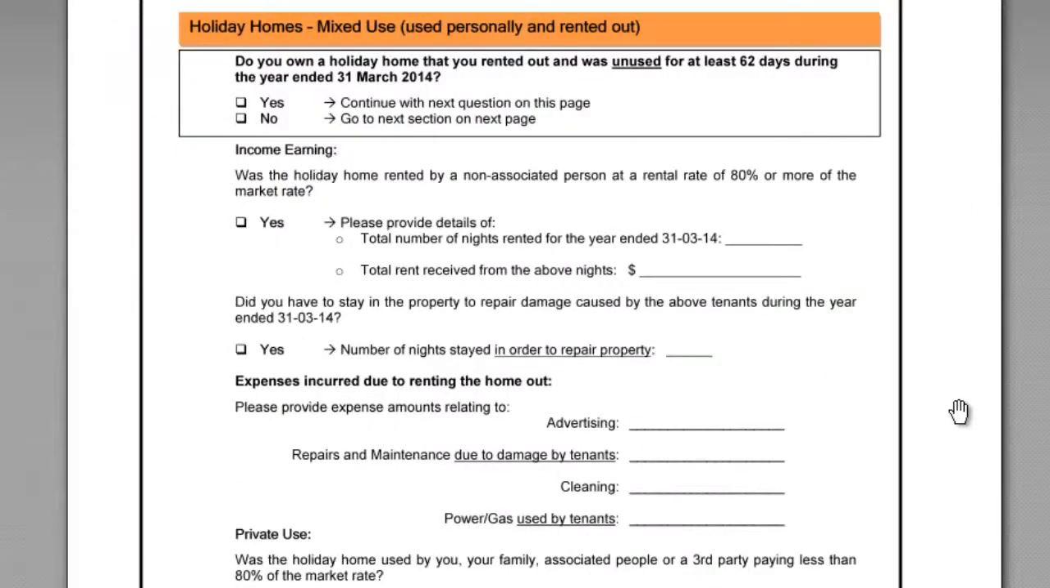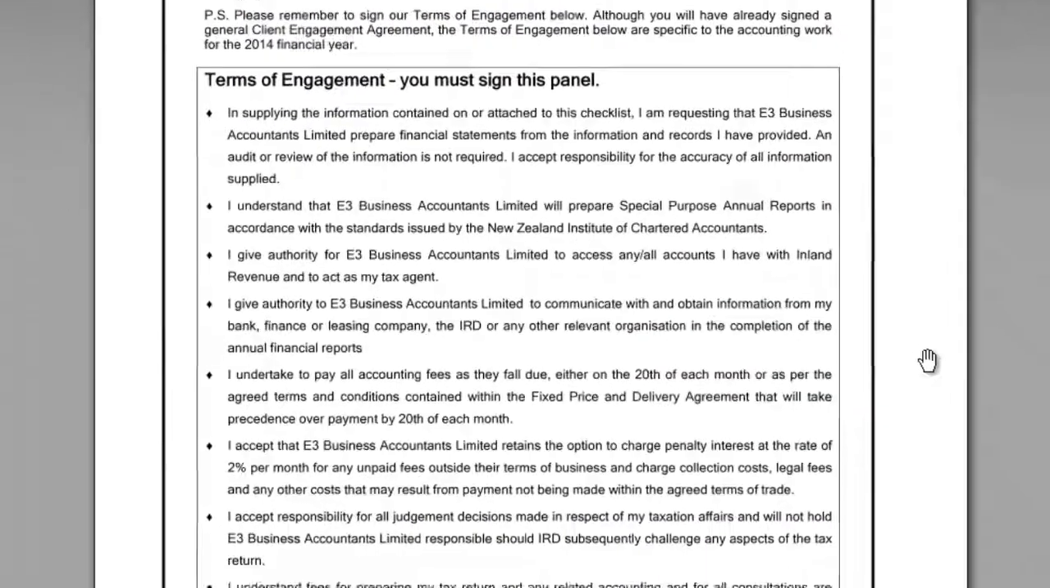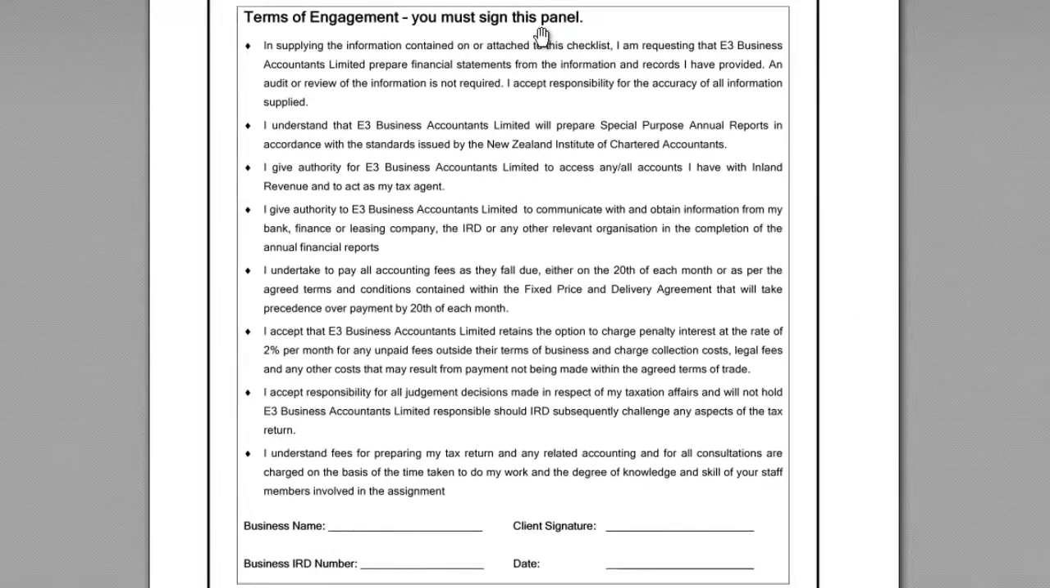There is an extra page for those of you who may have a holiday home and have used it both personally and rented it out. So if that affects you, there is an extra page this year. Then the important part for us is to make sure that on the terms of engagement you have signed the panel giving us authorization to do your accounts this year.